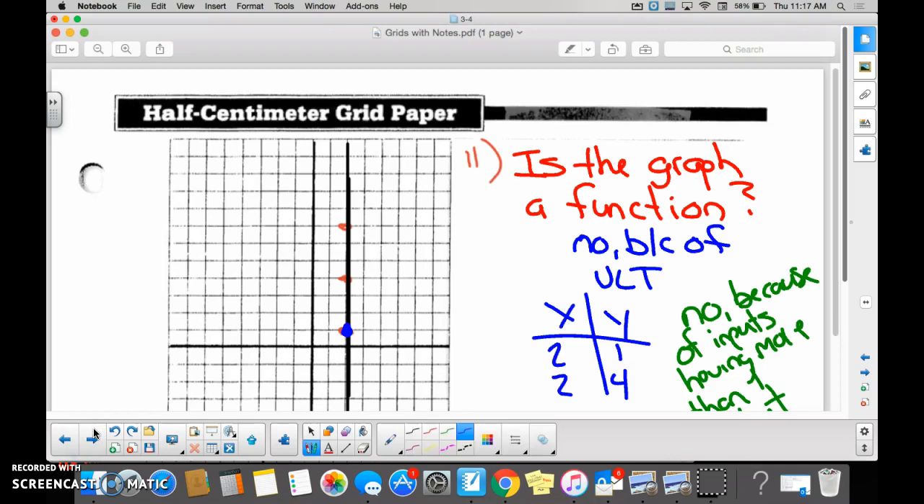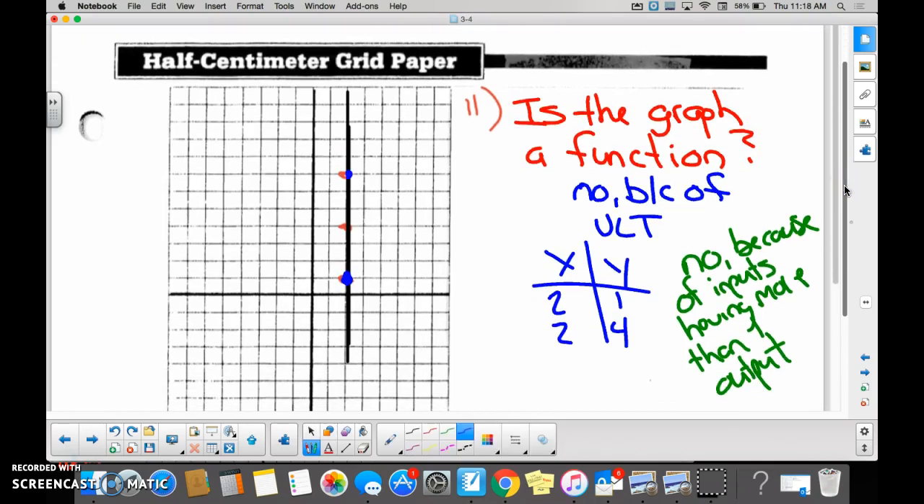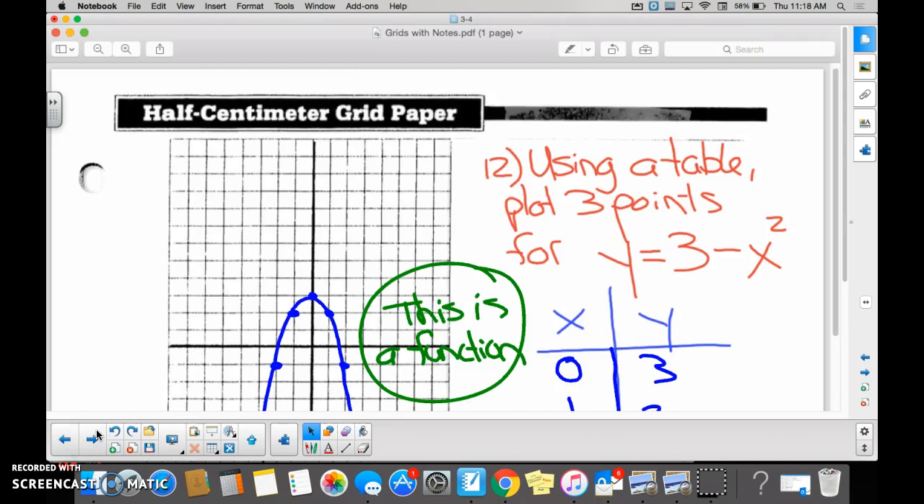We plotted this point, we plotted this point, we plotted this point, and we drew a line. So that's our graph. And then we drew a vertical line right through it. It intersects it at the entire graph, right? Okay. And then we also realized that this point is over 2, up 1, right? This point is over 2, up 4. Already we know it's not a function because each input has how many outputs? 2.